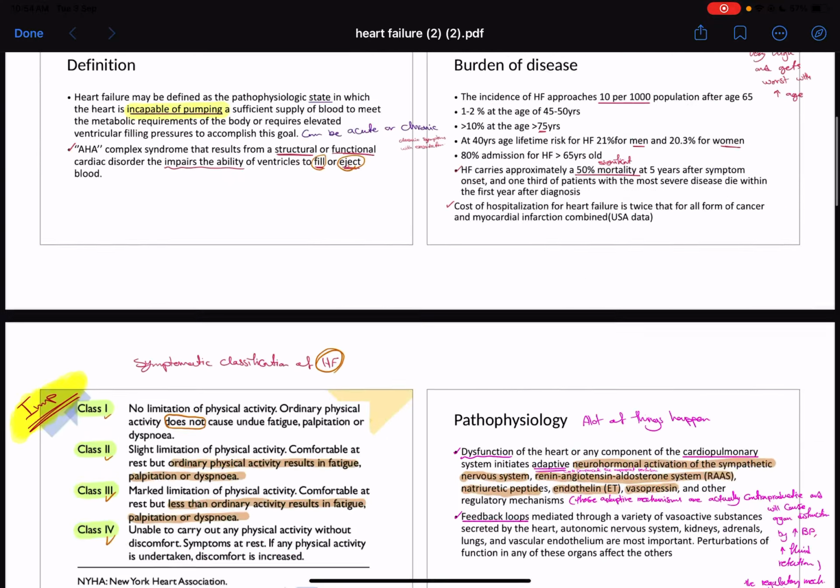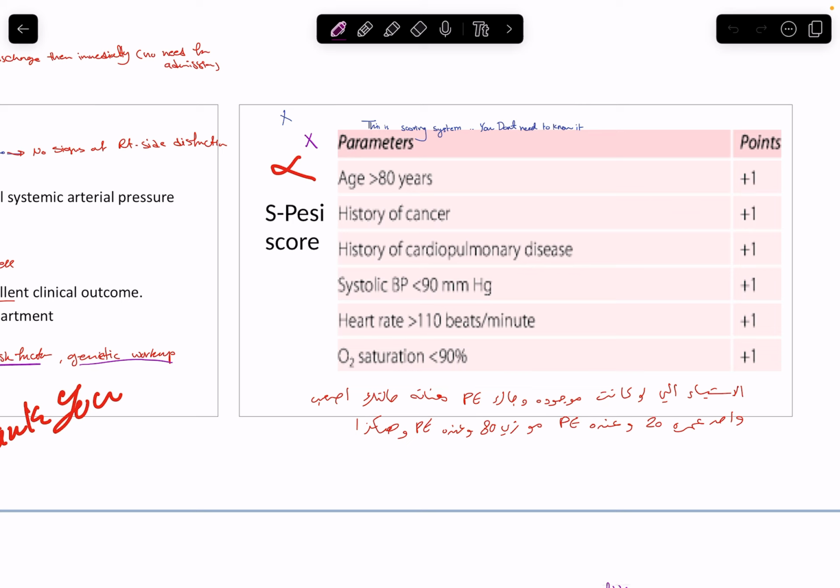So there's also scoring systems that tell us how severe this PE is. Should this patient be discharged? Should this patient be admitted? Should this patient go to the ICU? And basically if they're old, they have cancer, whatever. They have cardiopulmonary disease, they have low blood pressure. These are all suggestions these patients should be admitted or go to an ICU setting. Okay.